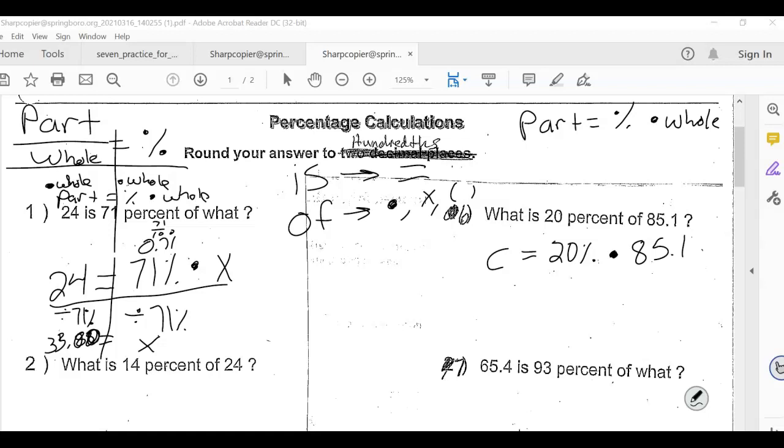0.20 times 85. Good. So Patrick said 0 and 20 hundredths times 85 and 1/10. That works. Or you can type in 20% button times 85 and 1/10. What does C equal? Tom. 17 and 2 hundredths. Like this? Do we agree? Yeah. All right. You can do that?